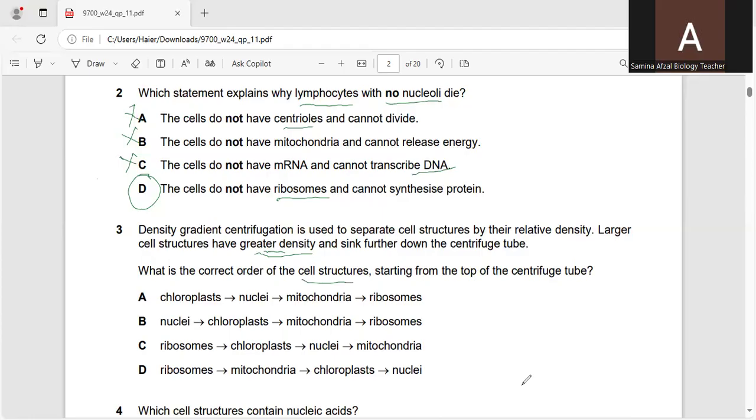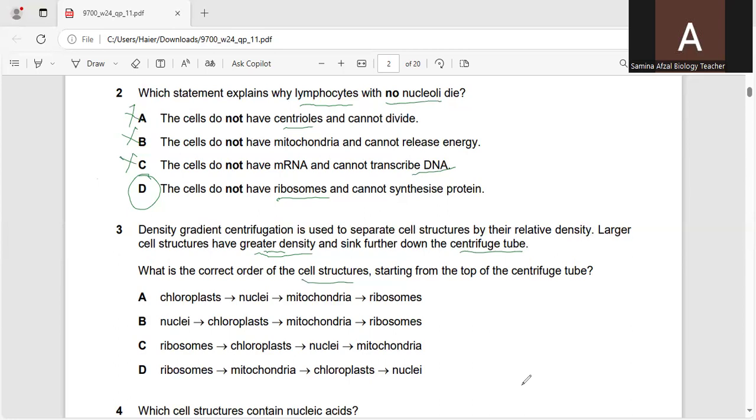So in this case, first of all, I would like to explain what density gradient centrifugation is. This is the method by which cell structure separation can be done. When the tube is spun, cell structures will migrate and settle at the point in the gradient where their density matches the surrounding medium.